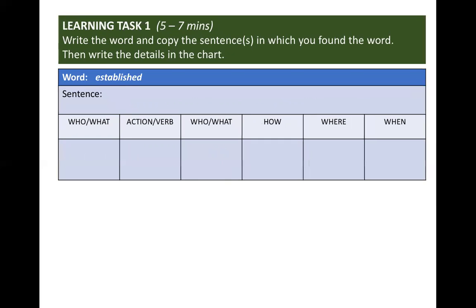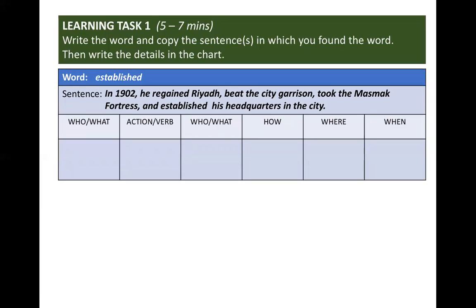Again, we put the word established. We put the sentence. In 1902, he regained Riyadh, beat the city garrison, took the Masmak fortress, and established his headquarters in the city. Now, remember the word he in this passage was referring to the late King Abdulaziz. Now, why do we have in 1902 at the beginning? I will tell you in a few minutes, all right?